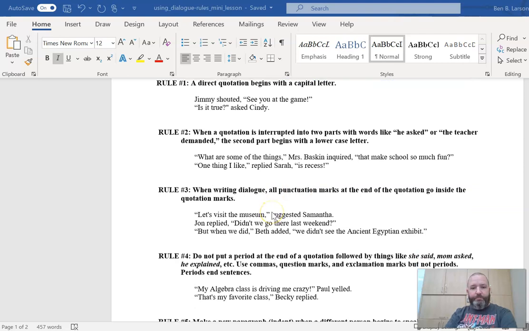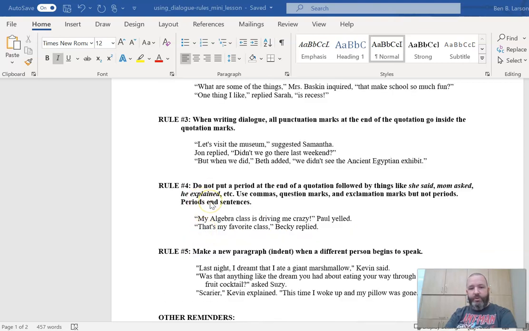Rule number 3. When writing dialogue, all punctuation marks at the end of the quotation go inside the quotation mark. Here's that comma one that I mentioned earlier. "Let's visit the museum," suggested Samantha. John replied, "Didn't we go there last weekend?" Notice there, comma there. "But when we did," Beth added, "we didn't see the ancient Egyptian exhibit." So they did all 3 examples of where to put the dialogue tag: at the ending, at the beginning, and in the middle.